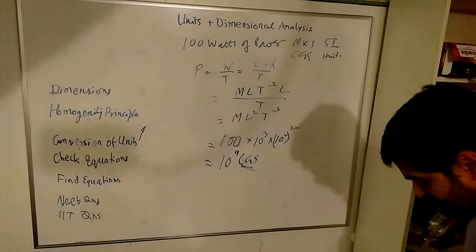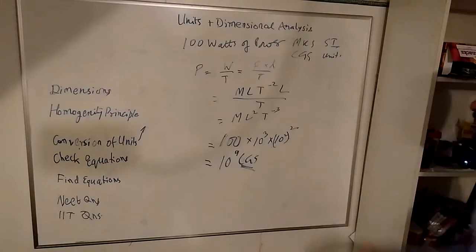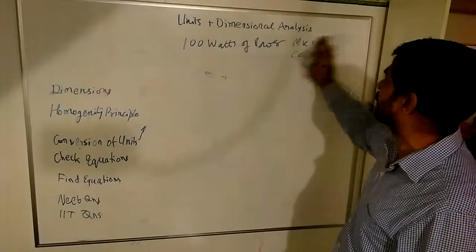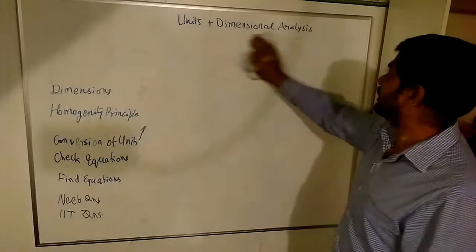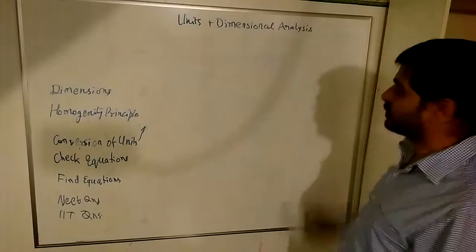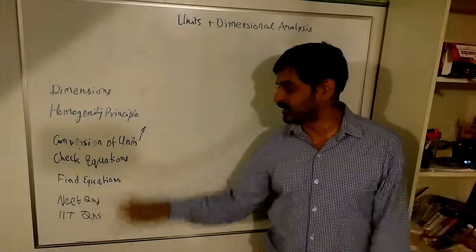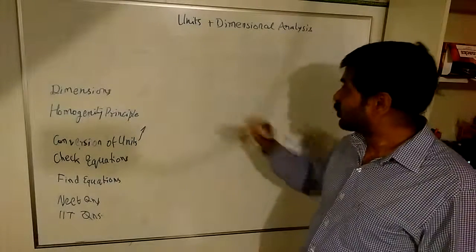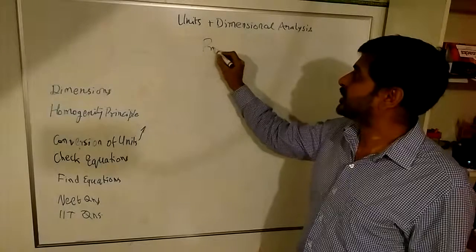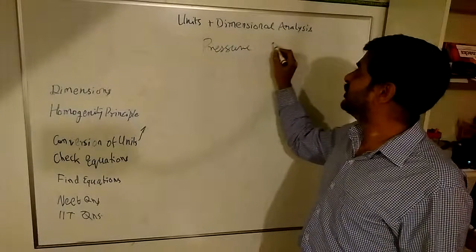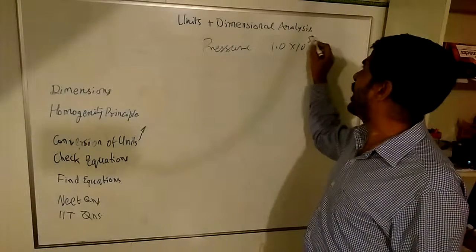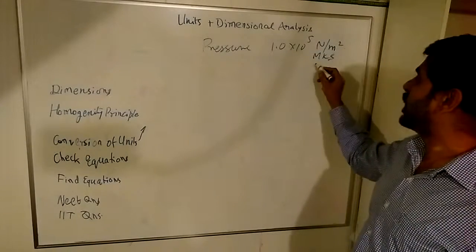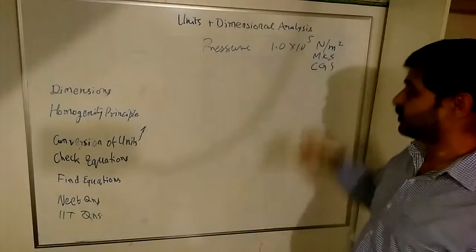I will give one more example of conversion of units, and then we will probably stop here. We have another lecture which is very important. Make sure you go to those also, because these are real good applications of dimensional analysis. So let's say we measured the atmospheric pressure, and its typical value is 1.0 into 10 to the power of 5 Newton per meter square, in MKS unit. We are required to find it out in CGS unit.